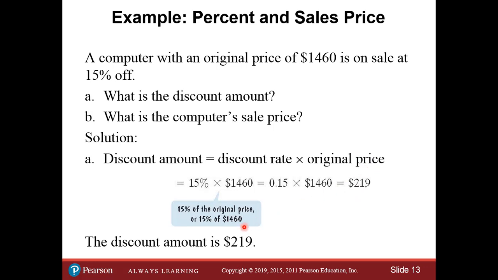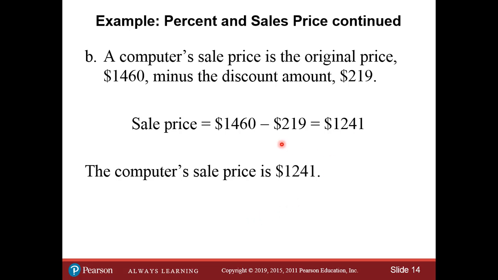Okay, it's $219. Now, what is the computer sale price then? Well, now we're going to take the 219, subtract it from the 1460, and that's going to give us 1241, right? And so the discount sale price, or the sale price for the computer, is going to be the $1,241.